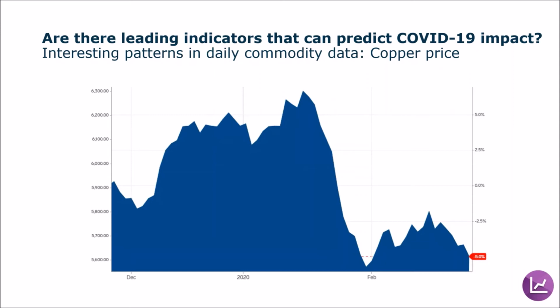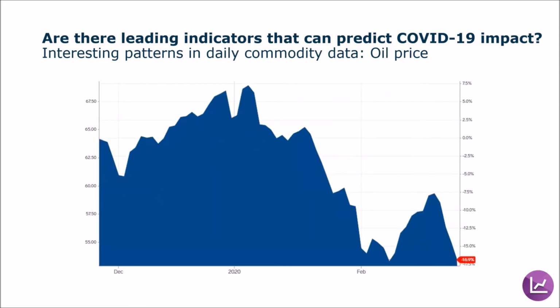Also, the supply risk for copper is quite low because the mining of copper is well dispersed over a lot of regions in the world. And in this indicator, we see that since mid-to-end January, there has been quite a huge drop of 5% in copper prices.